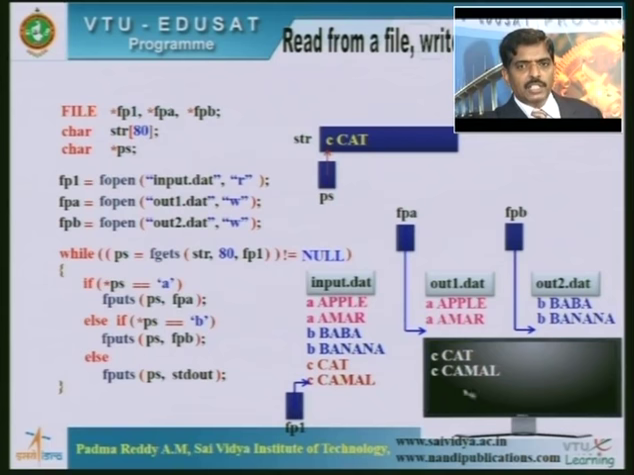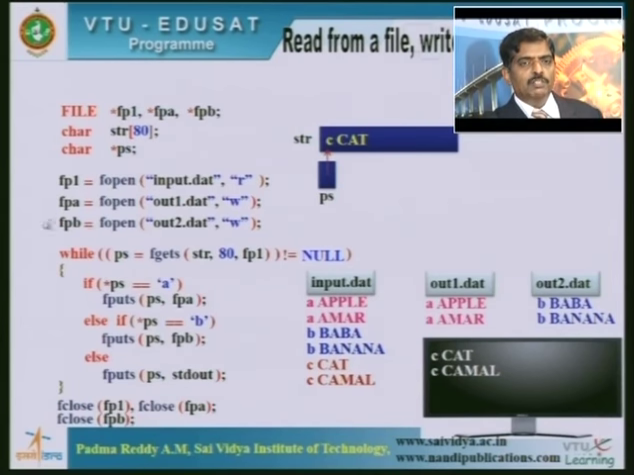On similar lines, C camel also will be displayed. Now finally what will happen? Nothing is there. We encounter end of the file. After reading C camel, we encounter end of the file. When we encounter end of the file, PS will be NULL. Is it not null? This condition will fail. If this condition fails, control comes out. Once control comes out, let us close FP1, FPA, and FPB also. Now all file pointers will be closed.